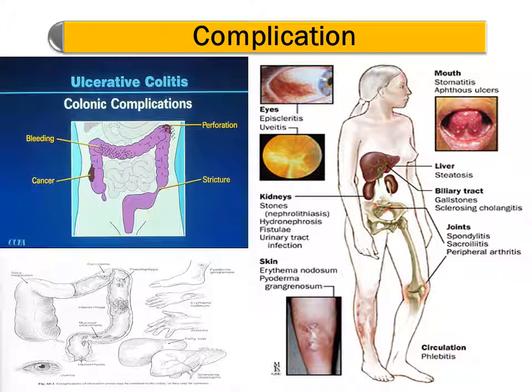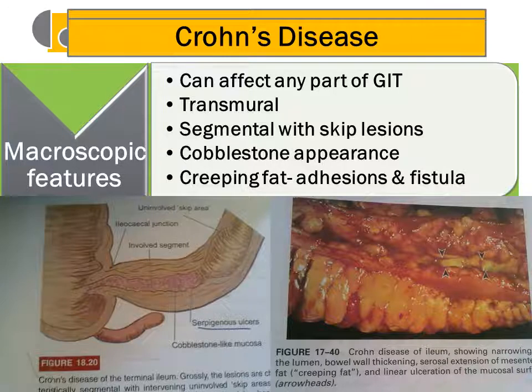And you can see in this picture now the macroscopic features of Crohn disease. It can affect any part of the GIT, but mainly it affects the ileocecal region. It is transmural, involving the whole thickness of the wall of the gut. Segmental with skip lesions, cobblestone appearance, creeping fat, and fistula. These are the differentiating features of Crohn disease and ulcerative colitis, and they can be asked in the exam as well. And definitely they will be.